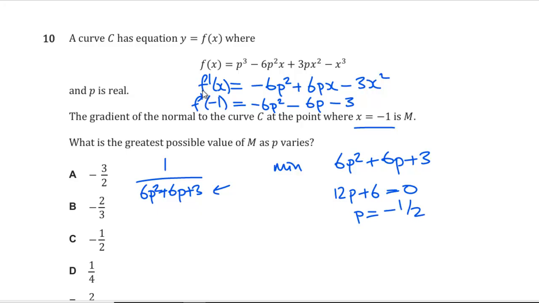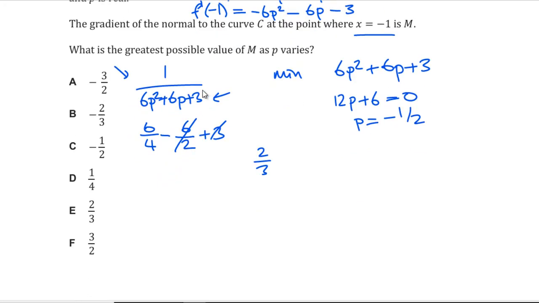And I want to get the greatest possible value of m, so this thing when p is minus a half. So what am I going to get on this then? I've got 6 over 4 minus 6 over 2 plus 3. So they cancel, and I've got 1.5, and then I'm doing 1 over that. So I've got 2/3. That's not one of those answers. It better turn up. Oh, there it is, E. Okay.